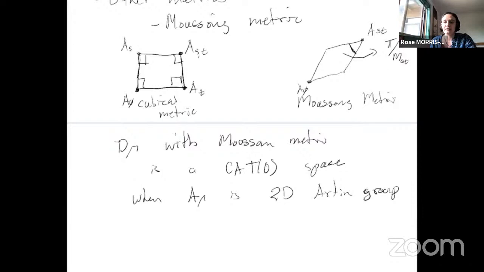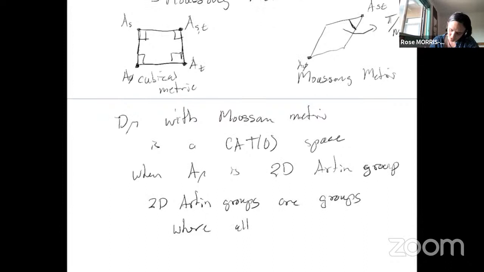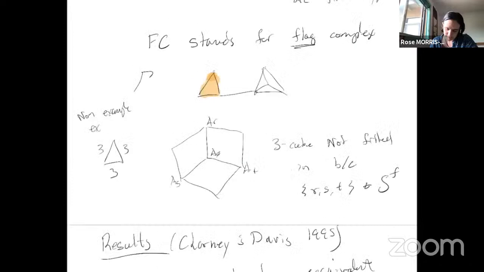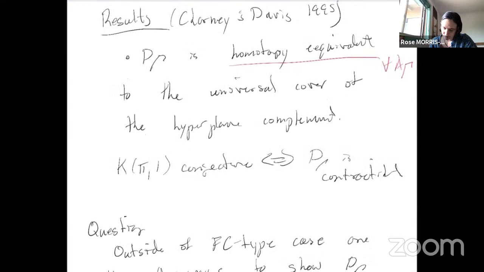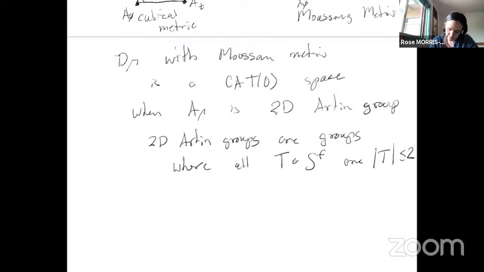So I'm requiring, let's just write down a definition here. 2D Artin groups are groups where all T in this S_F set are of order less than or equal to 2. So for example, this 3-3-3 group right here is an example of a two-dimensional group. All the triangles have to be infinite type, basically. And so this implies that the K(pi,1) conjecture is true for 2D Artin groups.